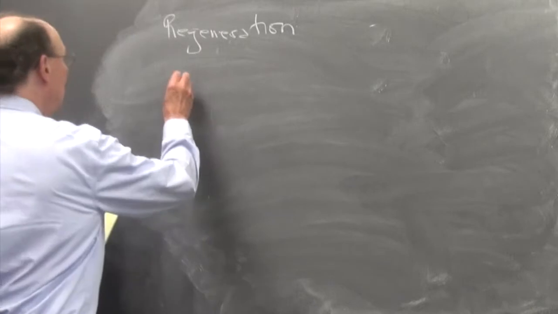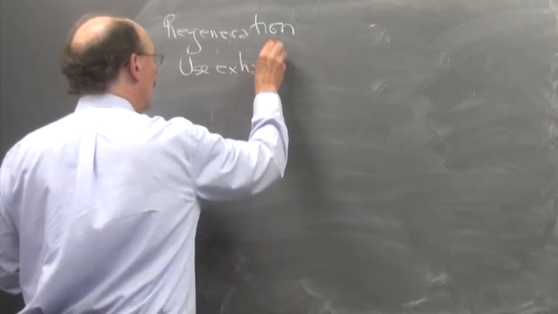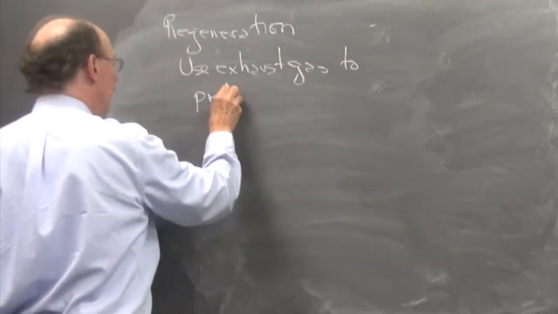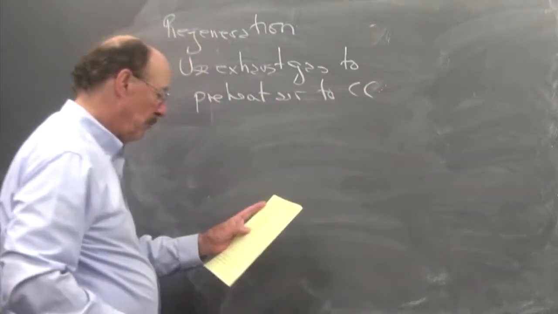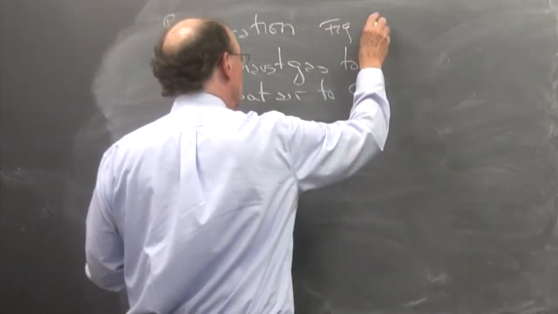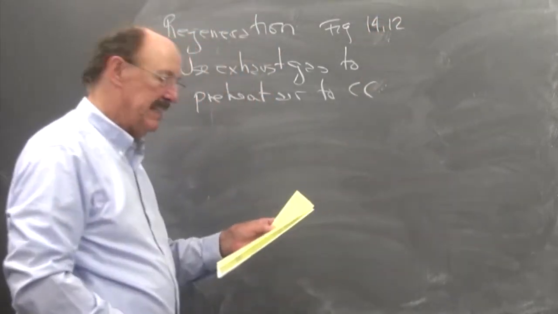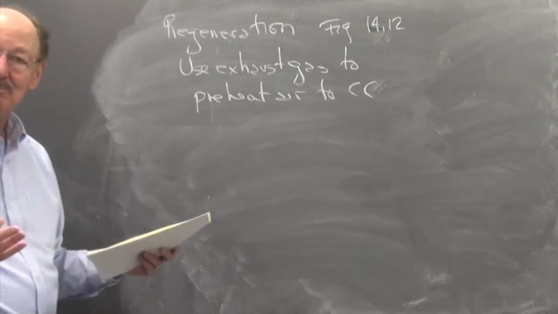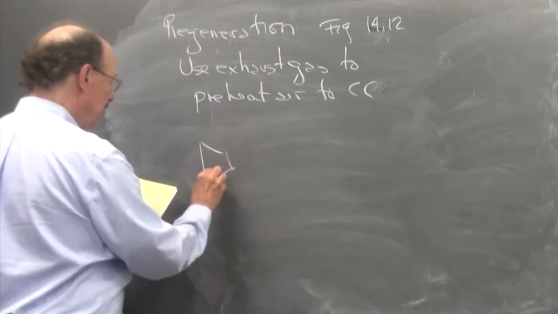So we want to use exhaust gases to preheat air to the combustion chamber. So we'll draw a diagram indicating this. This is figure 14.12. If you want to see a nice version, look at figure 14.12. If you want to see an accurate but less well-drawn version, you're seeing that right here.